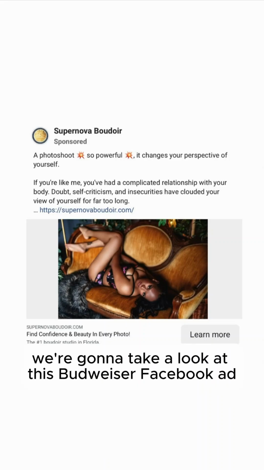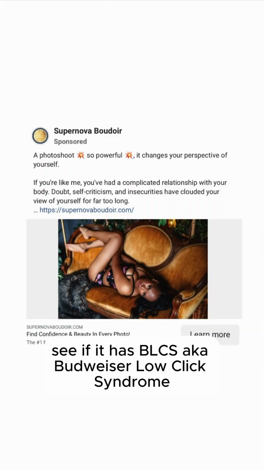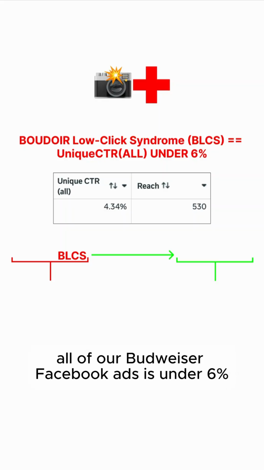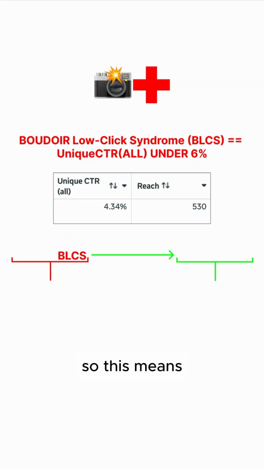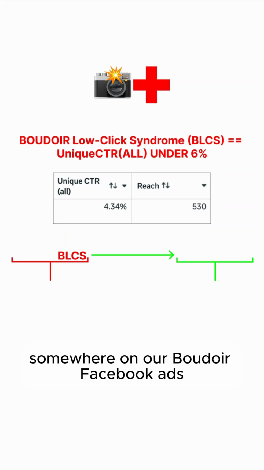All right, y'all, we're going to take a look at this Boudoir Facebook ad and diagnose it, see if it has BLCS, aka Boudoir low click syndrome. BLCS is when the unique CTR of our Boudoir Facebook ads is under 6%. This means fewer than 6 out of 100 women are clicking somewhere on our Boudoir Facebook ads.